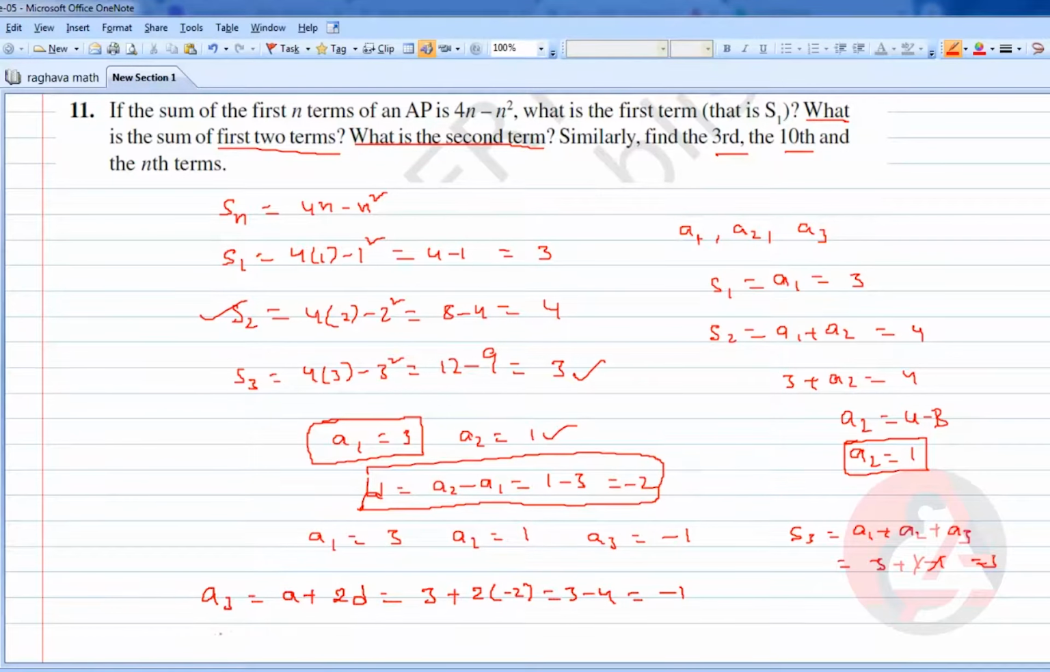A10 will be equal to A plus 9D. So A is equal to 3, 9 into minus 2. So 3 plus 9 into minus 2, that is 3 minus 18, the answer is minus 15. So this is the A3 value, this is the A10 value.